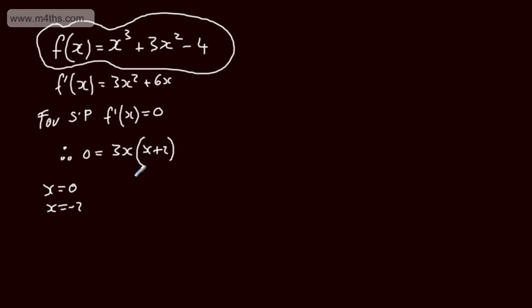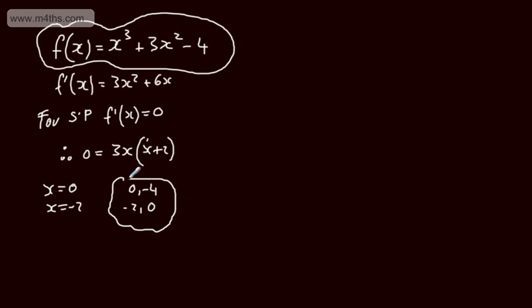So if I sub that back in, what am I going to get? I'm going to get 0, -4. If we sub this back in, that's going to give me -8 plus 12 -4. That's going to give me 0. So this is what we have. So these are our stationary points.